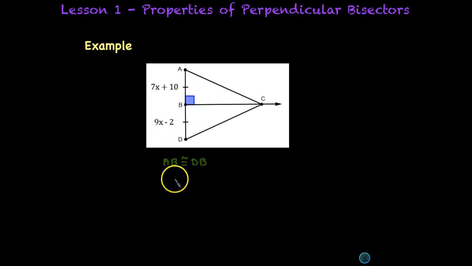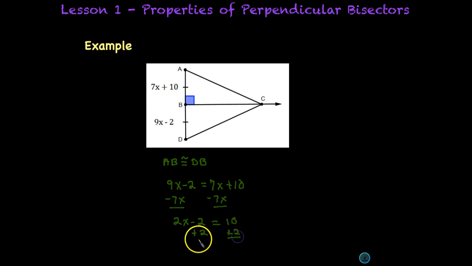So I can take my two measures if I want to solve for x, and I can say that 9x minus 2 will have to be equal to 7x plus 10. And then I can solve for x. I can subtract 7x from both sides and get 2x. Then I can add 2 to both sides, and I can get 2x equals 12. And finally, I can divide both sides by 2, and I can get x equals 6. 12 divided by 2 is 6.